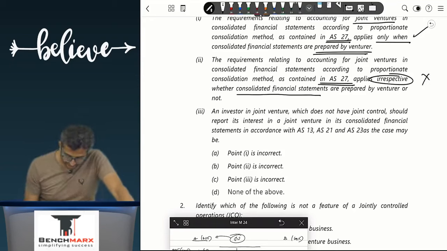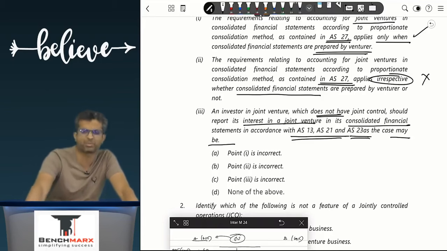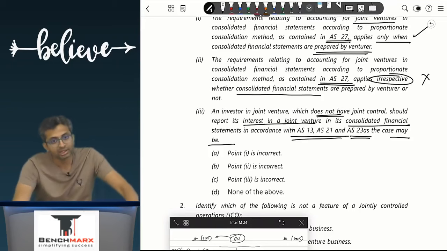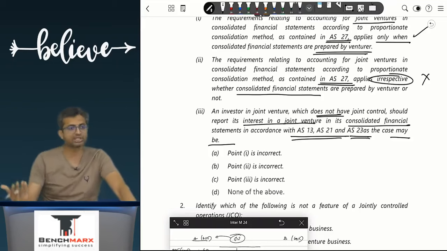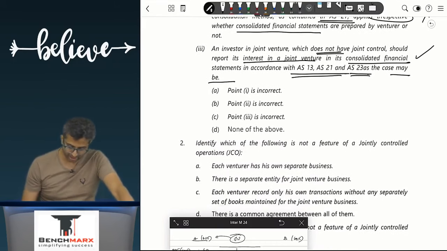An investor in a joint venture which does not have joint control should report its interest in the joint venture in the consolidated statements in accordance with either AS 13, 21 or 23, as the case may be. So if I don't have joint control and I'm just a passive investor, then AS 13. If I have significant influence, then AS 23. If I have control, then AS 21. Is this also correct? So your answer should ideally be point 2.